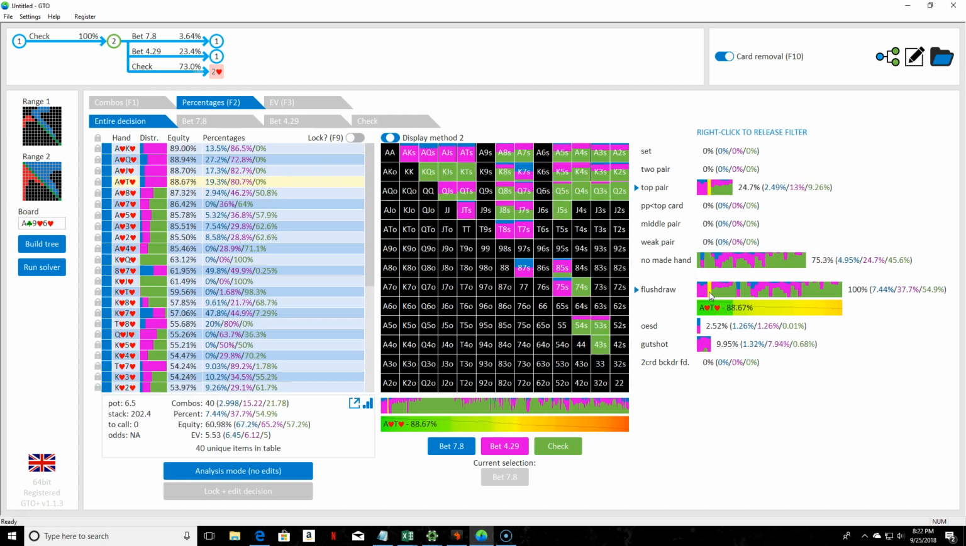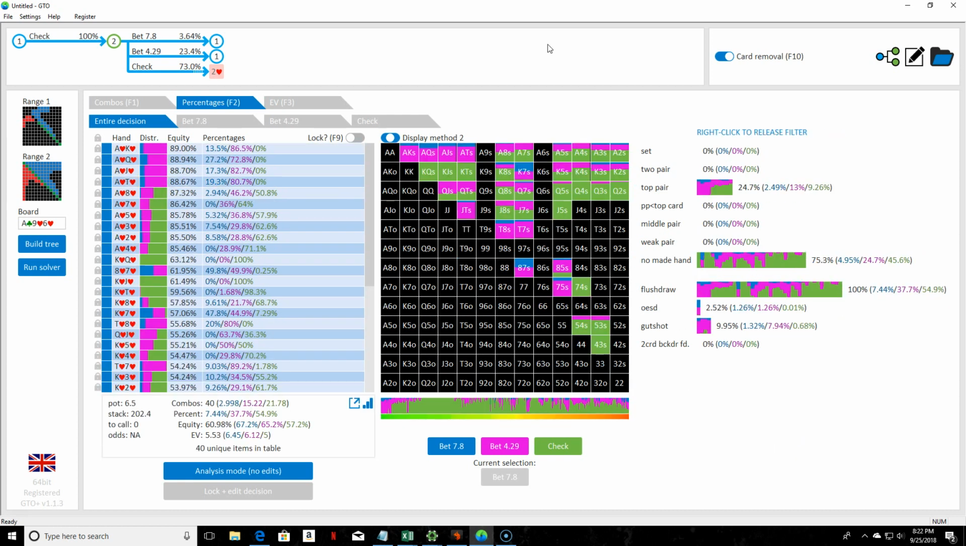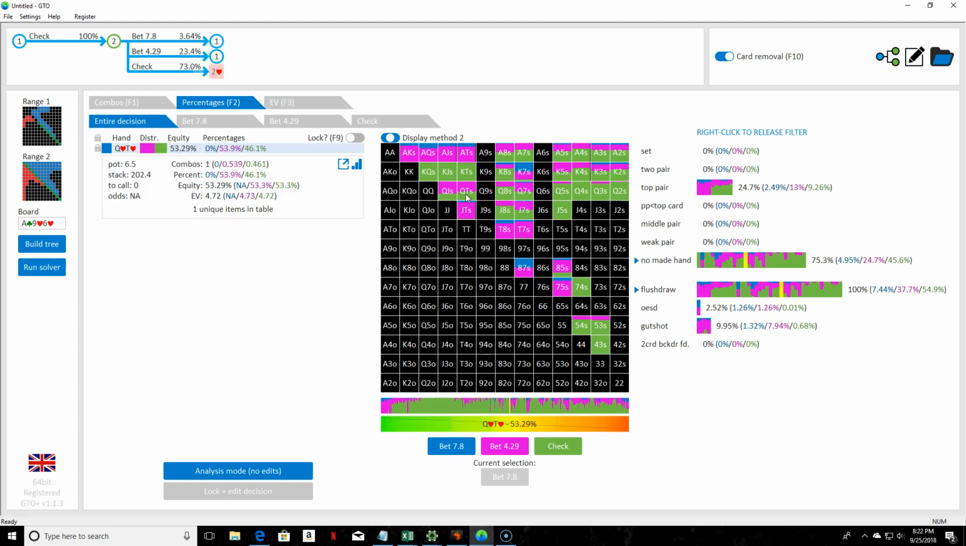How about the flush draws? So the flush draws, this is interesting. The queen jack and the queen tens we'd be looking to bet here, but the kings we'd be looking to check more so here.